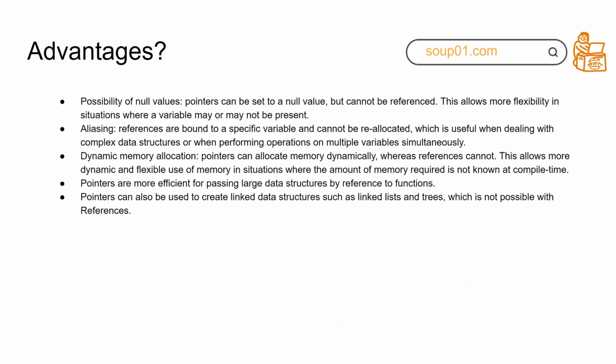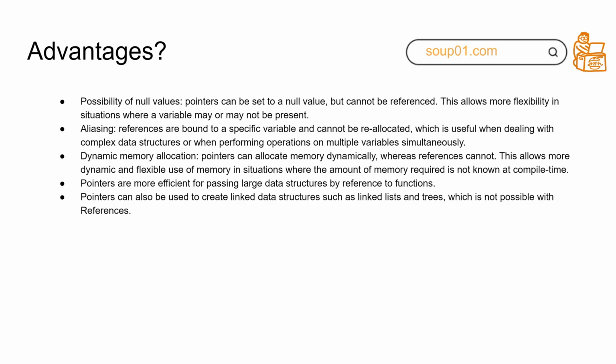So what kind of advantages do we get when we use pointers? The first one is that it allows us to use null values. A pointer can be set to a null value, but a reference cannot. Pointers allow more flexibility in situations where a variable may or may not be present. References cannot be relocated, which is useful when dealing with a complex structure or when performing operations on multiple variables at the same time. In this case, pointers will help you.